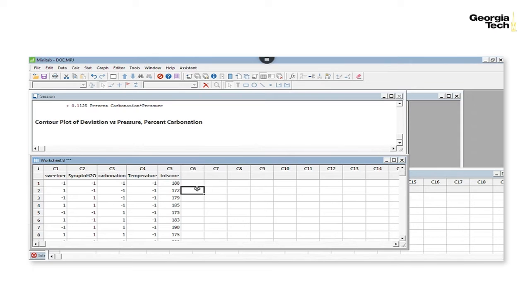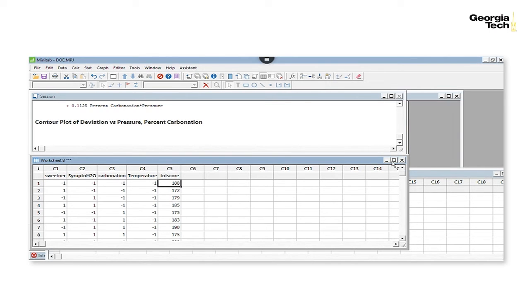So for that, we selected 4 factors: the type of sweetener, the ratio of syrup to water, the carbonation level, and temperature. All of them are at 2 levels, -1 and +1. For different treatment combinations, we made a soft drink and gave it to some subjects, and they gave us a total score, which is the response variable.